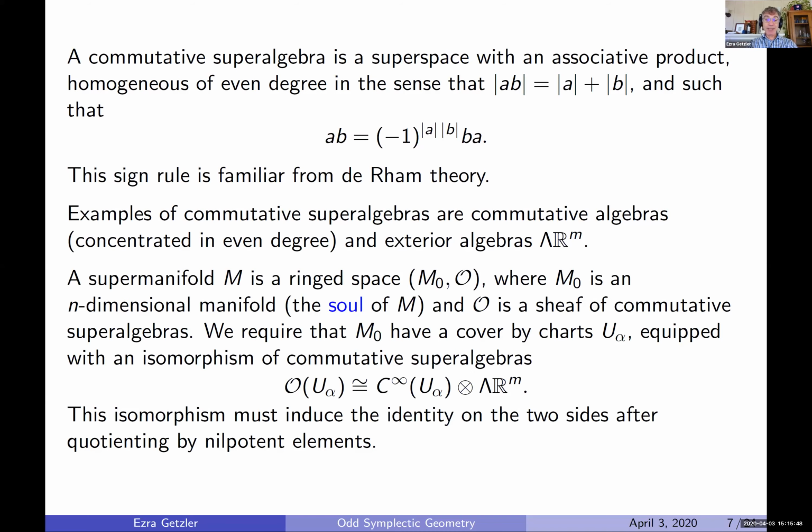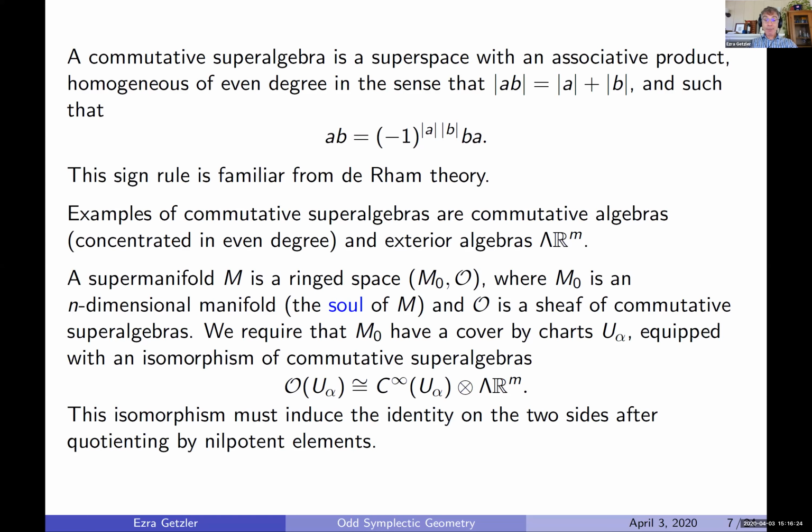So now I come to the definition of a supermanifold. This is, I fear, going to be too quick for those of you who've never seen what a supermanifold is before, but bear with me and we'll see if you can get something from the talk. So underlying the supermanifold, we have an ordinary manifold, which will be n-dimensional, and that has sometimes been called the soul of M. And over M, we have a sheaf of commutative superalgebras. So it's a ringed space, but I guess a super ringed space.